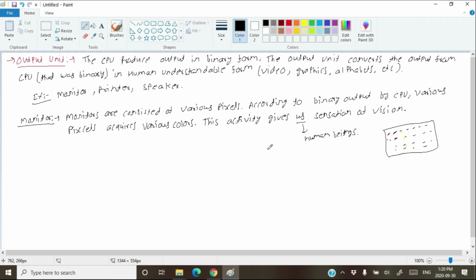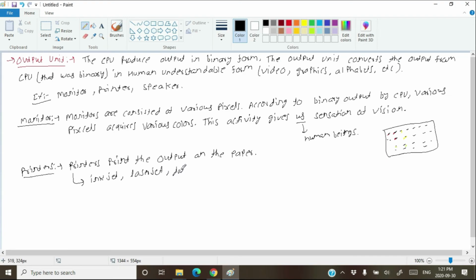Now let's discuss printers. How do printers work? Printers print the output on paper. There are various types of printers actually: inkjet, laserjet, dot matrix, etc. But all of them have only one purpose, to print the output on paper.